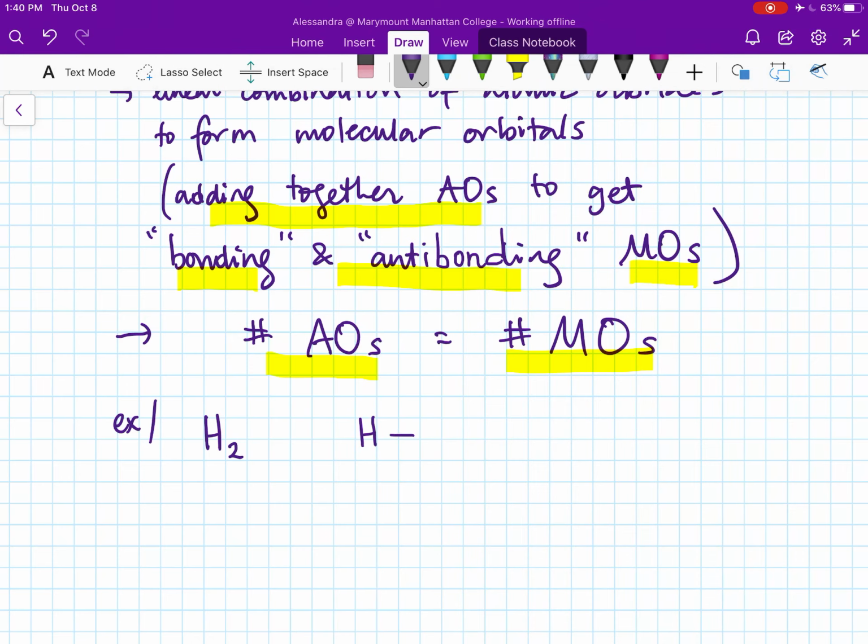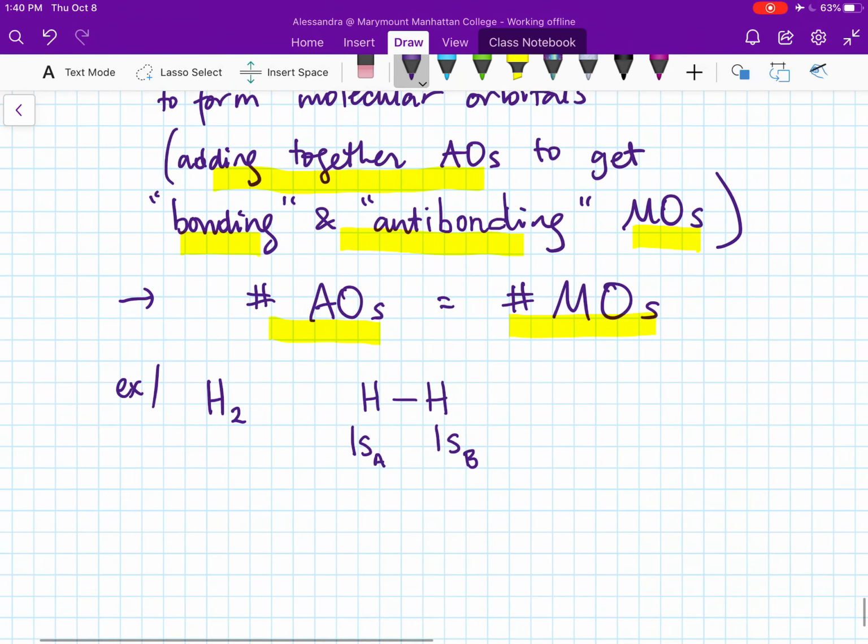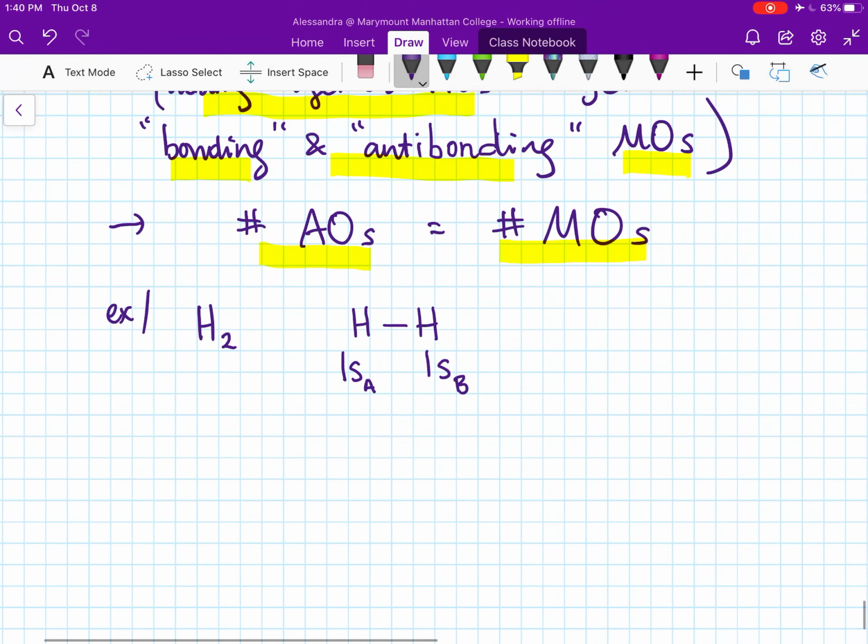H2 is, of course, just two hydrogen atoms bonded to each other. And we know that hydrogen atoms just have the 1s orbital. So each of these is going to have a 1s orbital associated with it. And I'm going to label them 1sa and 1sb for hydrogens A and B. So now let's do a linear combination. We're going to add those orbitals to each other. We're going to add 1sa to 1sb.